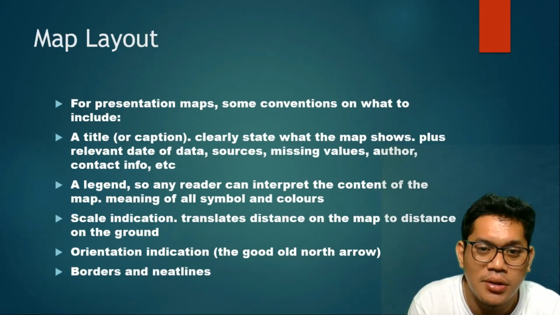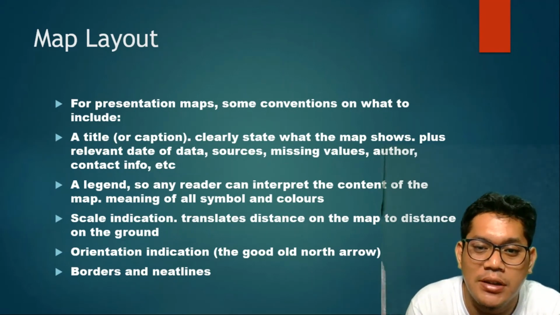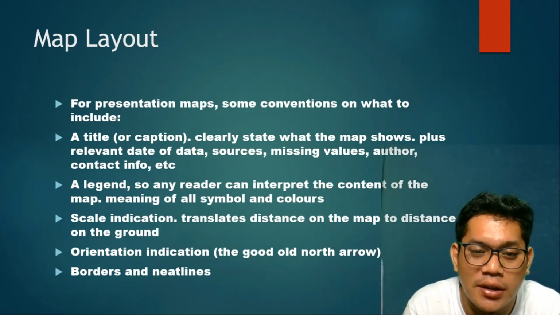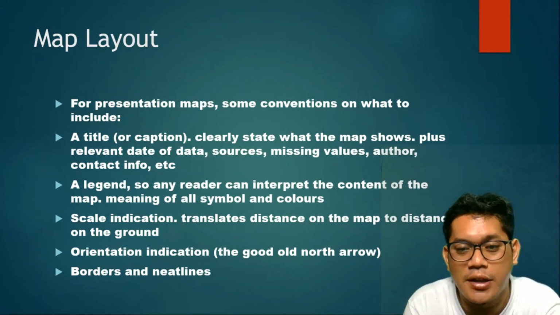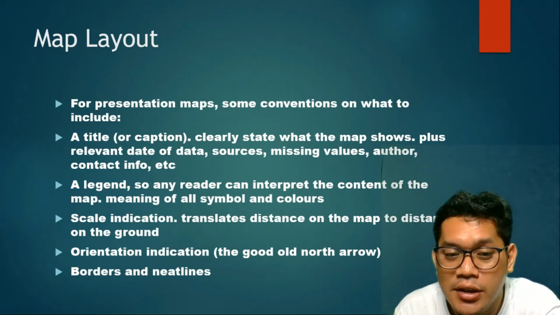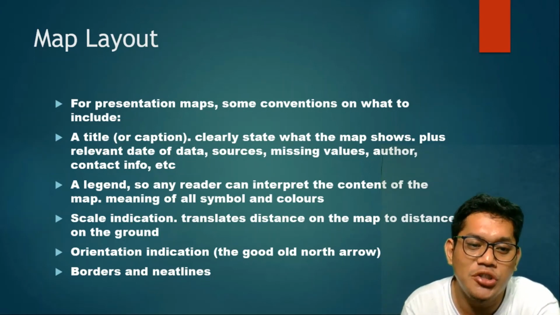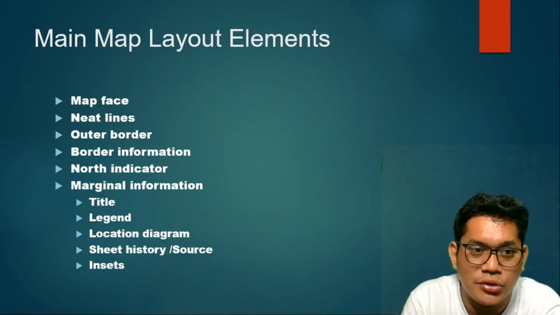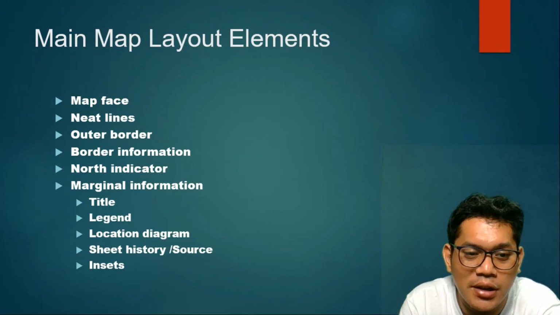And for the map layout, there are some conventions on what to include, such as a title. It must clearly state what the map shows, relevant data, sources, missing values, authors, and so on. A legend, so any reader can interpret the content of the map and the meaning of all symbols and colors. Scale indication, which translates distance on the map to distance on the ground. Orientation indication, border and neat lines. So main map elements are such as map face, neat lines, or border information, and the north indicator. Marginal information will be the title, legend, location, sheet history, and insets.